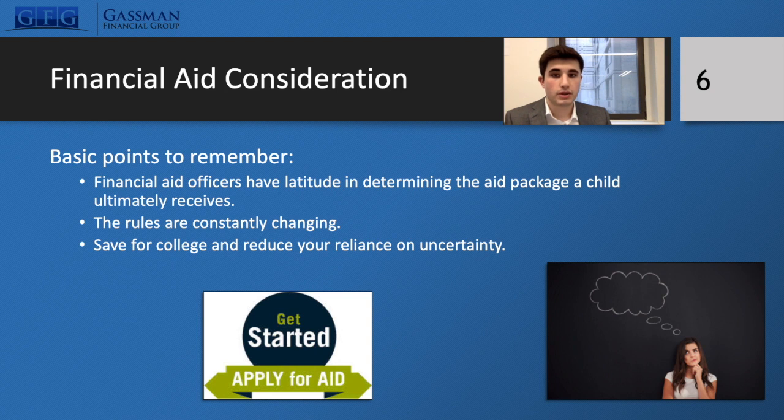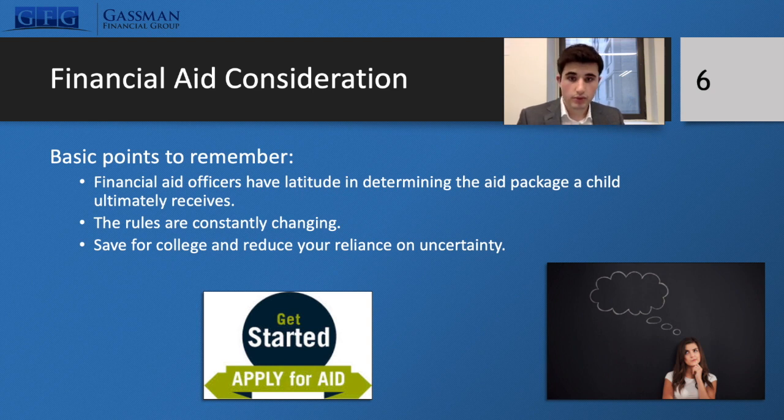Another basic point to remember is that financial aid officers have a lot of latitude in determining the aid package a child ultimately receives. So with this point, I would recommend, when you're visiting the college that you would like to go to, or when you're there for orientation, to stop by the financial aid office and speak to the officers and introduce yourself, as well as gain an understanding of how they calculate financial aid, because every school does calculate financial aid a little differently. So when you do visit a college, it's important to speak with them to gain an understanding of exactly how much financial aid you're eligible for.